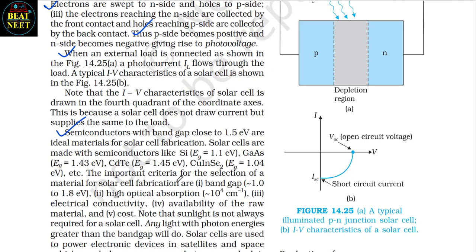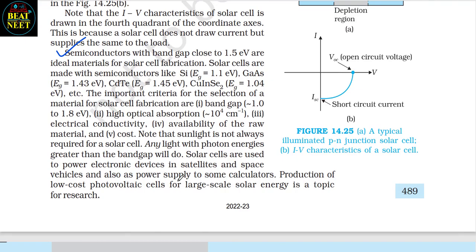Semiconductors with the band gap close to 1.5 electron volt are ideal materials for solar cell fabrication. Solar cells are made with semiconductors like Si, EG is 1.1 electron volt, GaAs, EG is 1.43 electron volt, CdTe, EG is 1.4 electron volt, and CuInSe2, the EG value is 1.04 electron volt, etc.